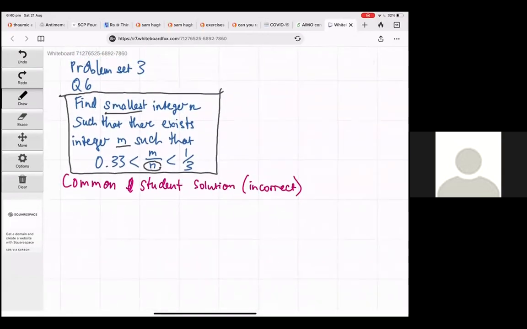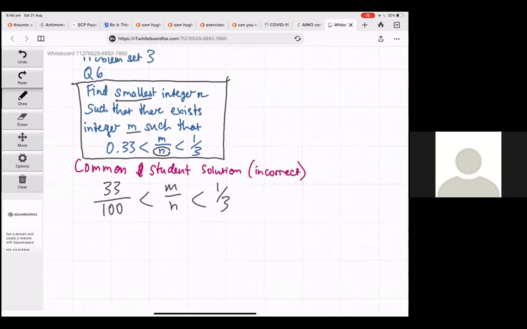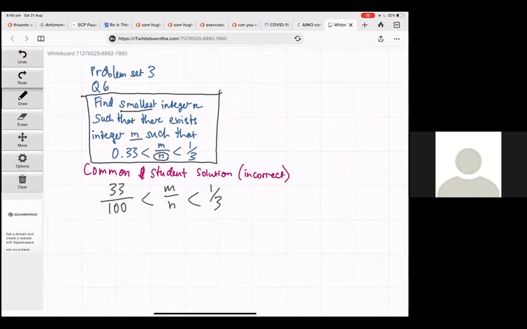So what a lot of people did was they first converted everything to fraction form so that things would be easier to compare. So 33% is just 33 on 100, less than m on n, less than a third. And so the first thing that people did was just try and get a common denominator. So again, we can compare everything. And the lowest common multiple of 100 and 3 is 300. So we're just going to make everything have a denominator of 300.